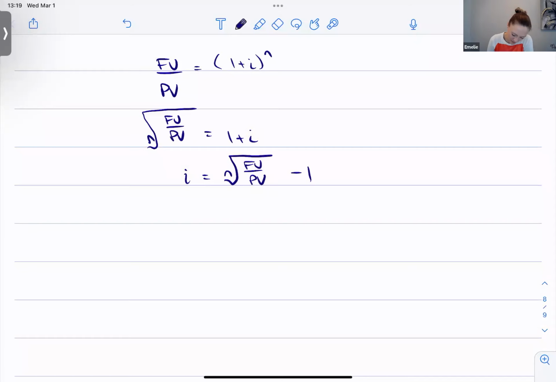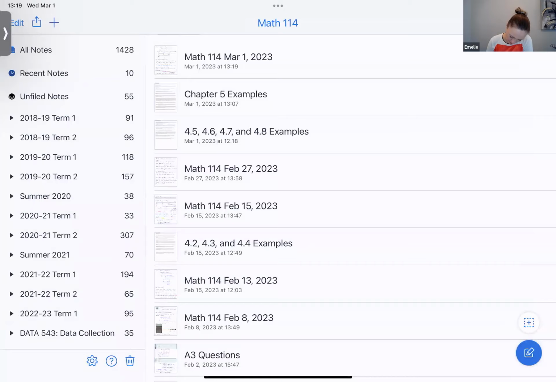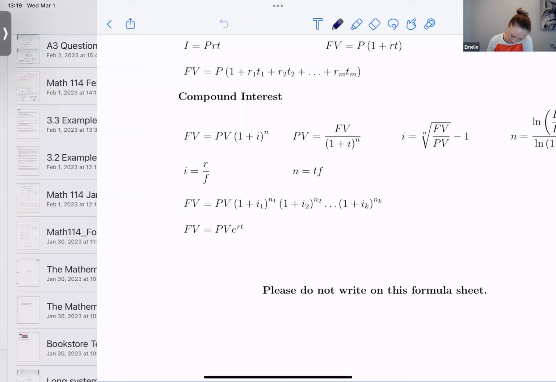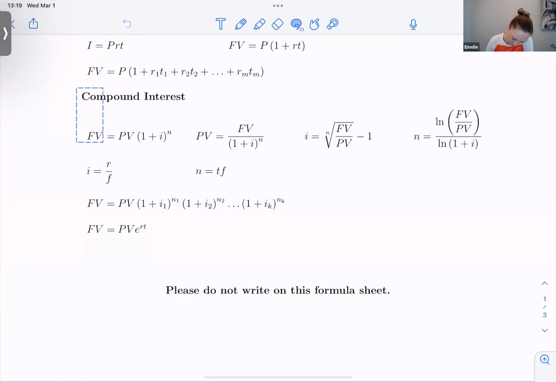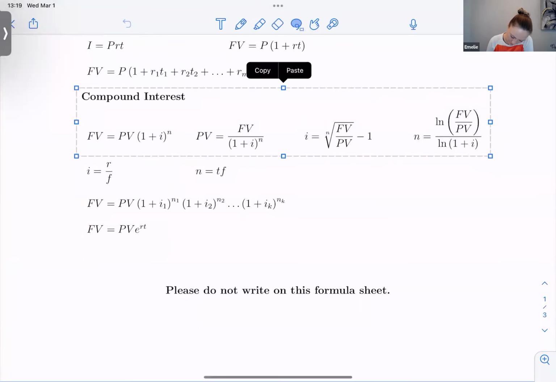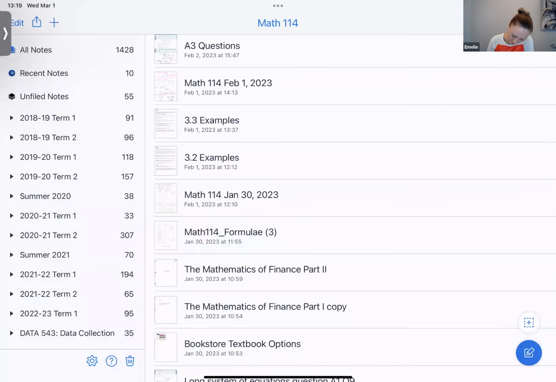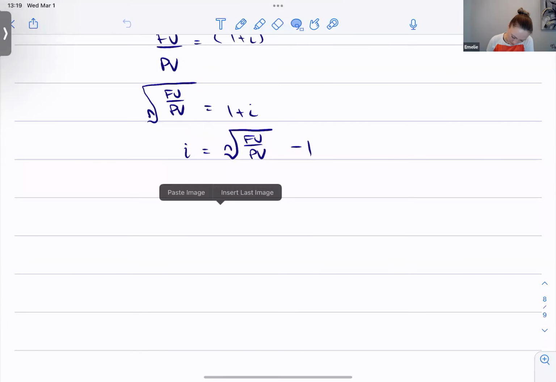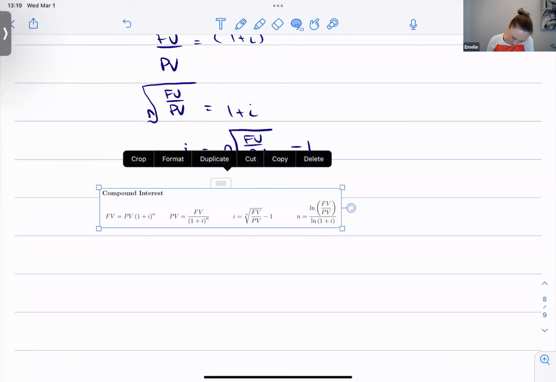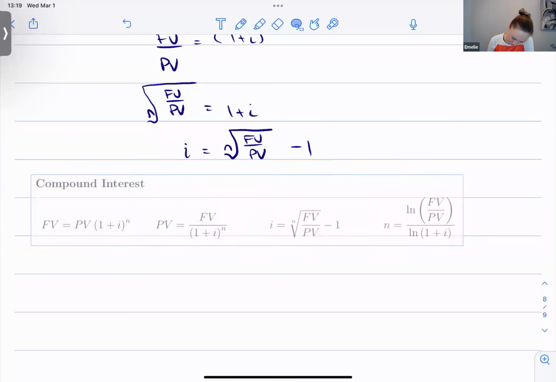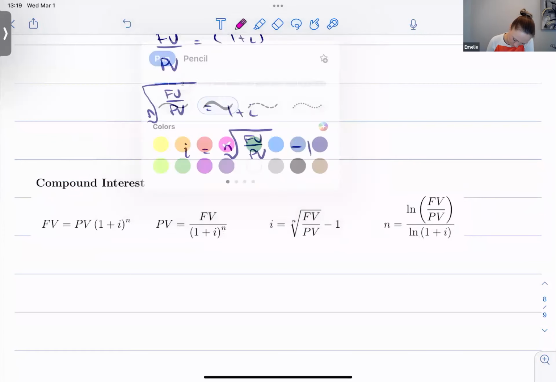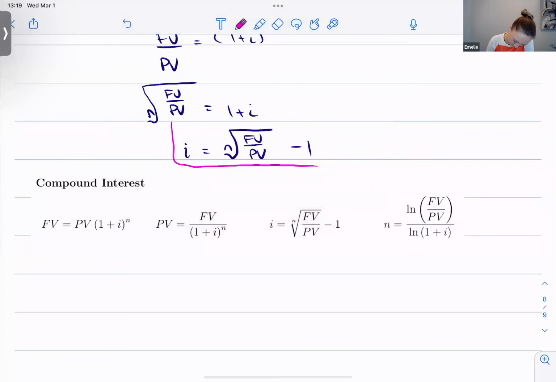But again, this is on your formula sheet. If I can find the formula sheet, right? Right there. Okay. So you have it on your formula sheet, right?